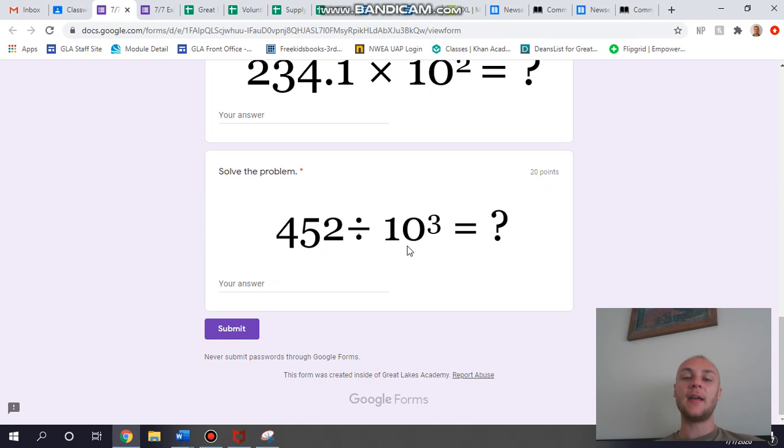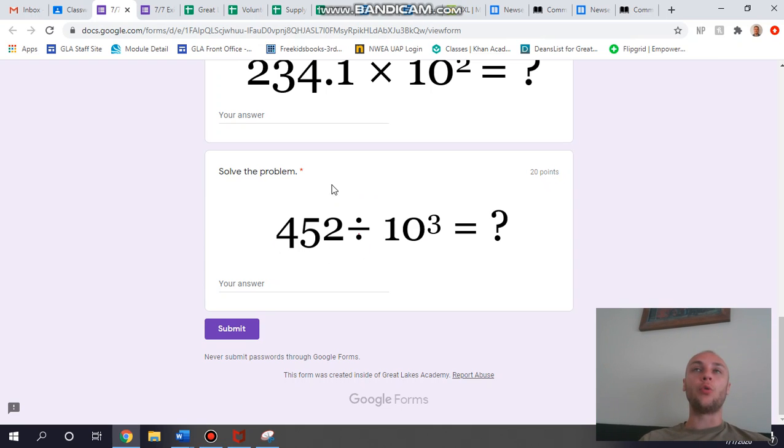552 divided by 10 to the 3rd power equals what? All right, so first things first, we need to look at what we are doing. Are we multiplying or are we dividing? We are dividing. Does that mean my decimal point goes to the left or to the right? It means my decimal point goes to the left. How many spaces to the left does my decimal point go? What's my exponent? My exponent is 3. So my decimal point is going to go 3 spaces over.